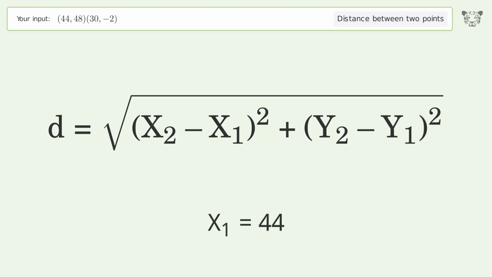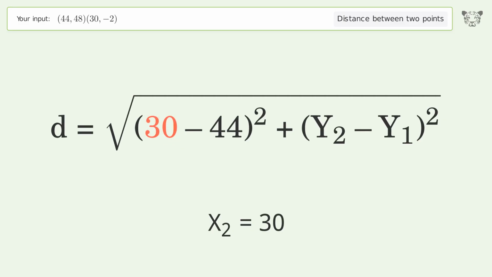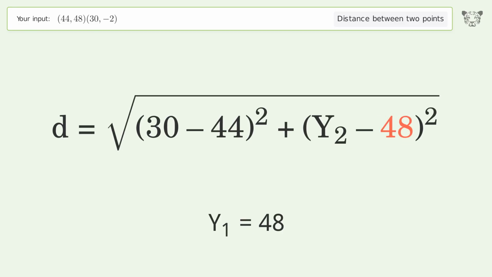x1 equals 44. x2 equals 30. y1 equals 48. y2 equals -2.